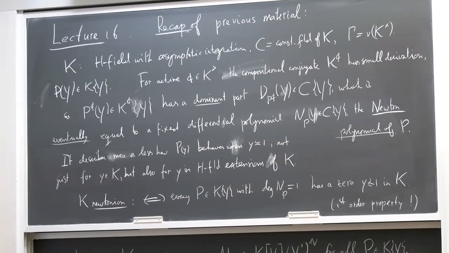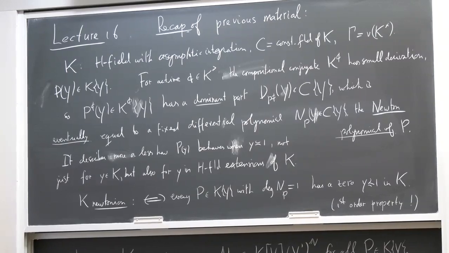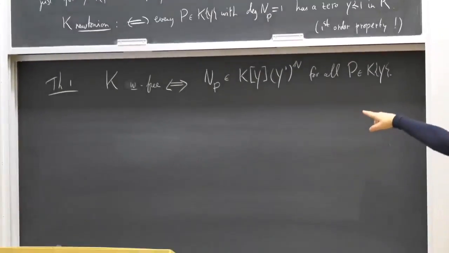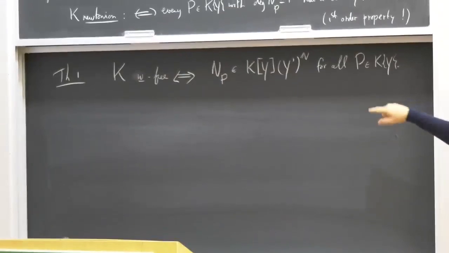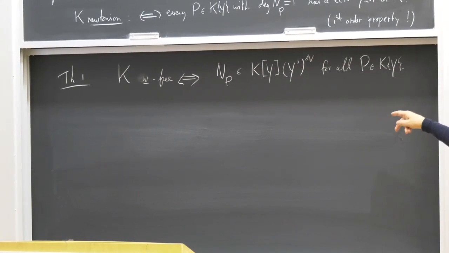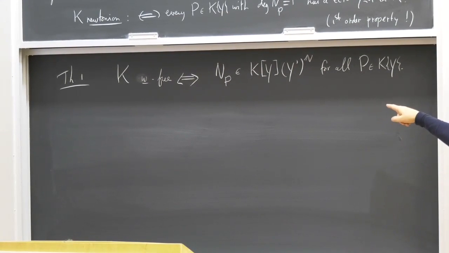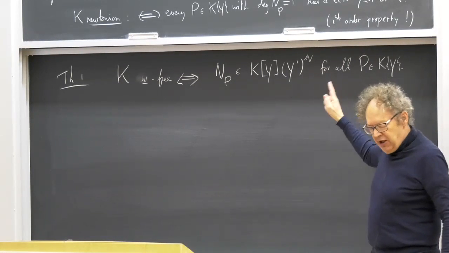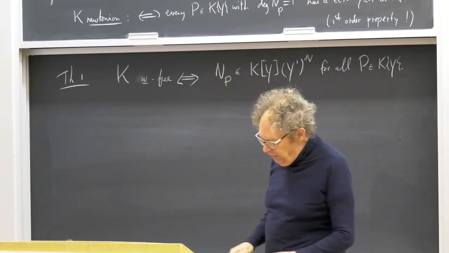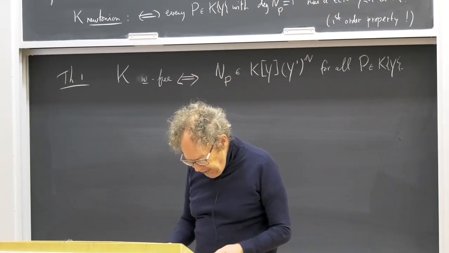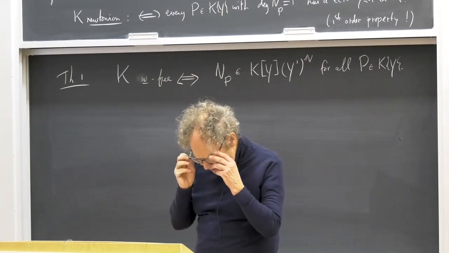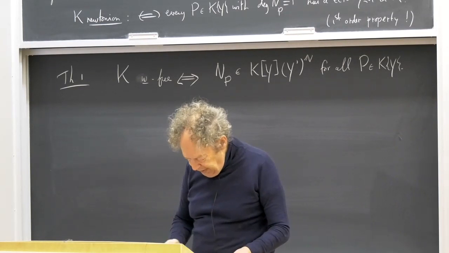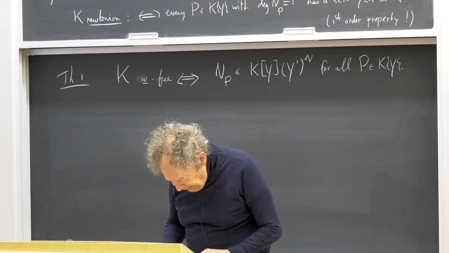Right. And then the one theorem that I mentioned already is that omega-freeness of K is equivalent to this Newton polynomial having a very special form for every P, namely it's an ordinary polynomial in Y times a power of Y prime. And so no higher derivatives show up, which is certainly a remarkable fact. You can imagine that this is very useful.